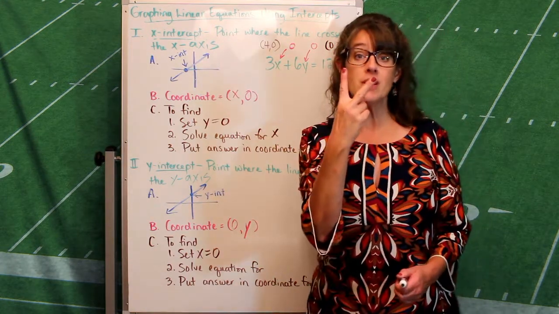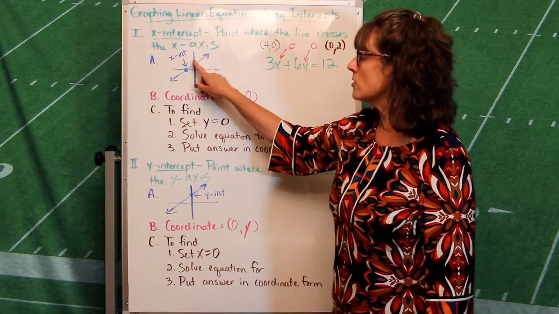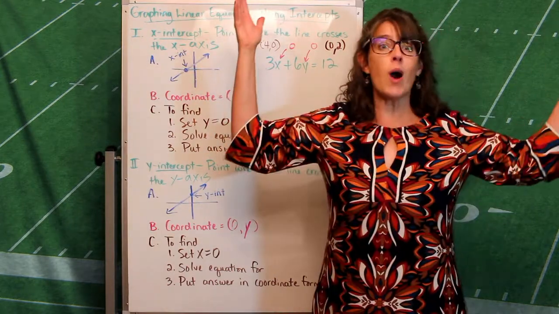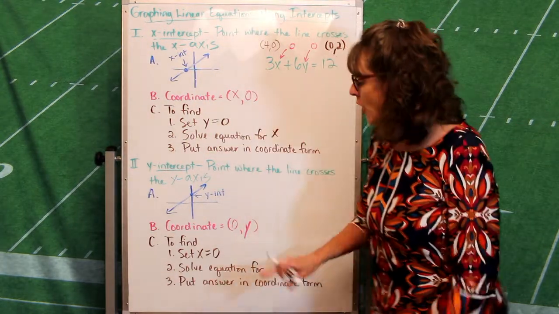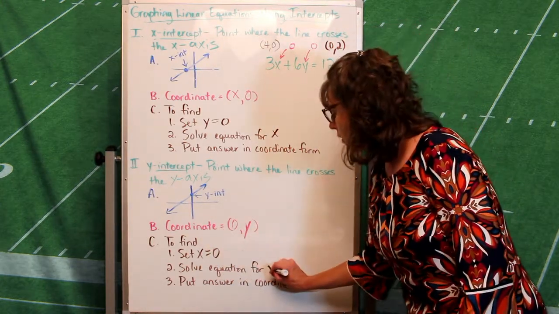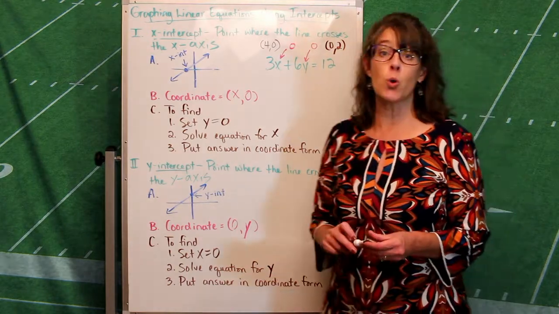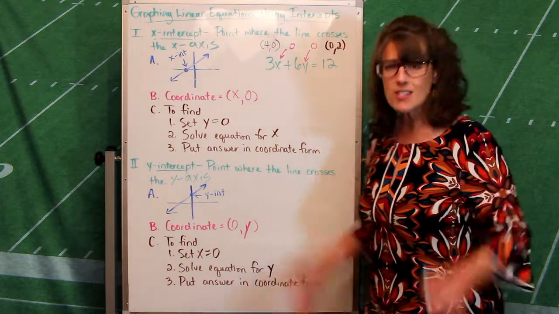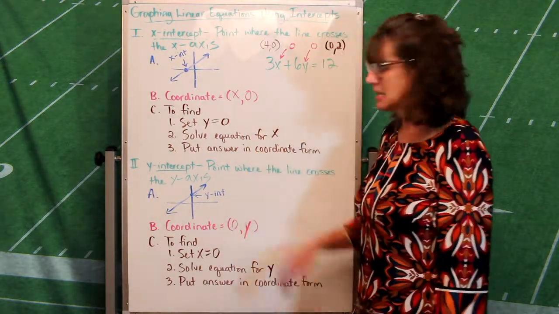There are the 2 points that it takes to make the line, the (4, 0) here, the (0, 2) here. I'm going to connect them. Voila, I got my line. So to find that y-intercept, set the x equal to 0, solve it for y, but again, put it in coordinate form. Now you may be asking, why is it so important that we put this in coordinate form? What's the big deal about that?